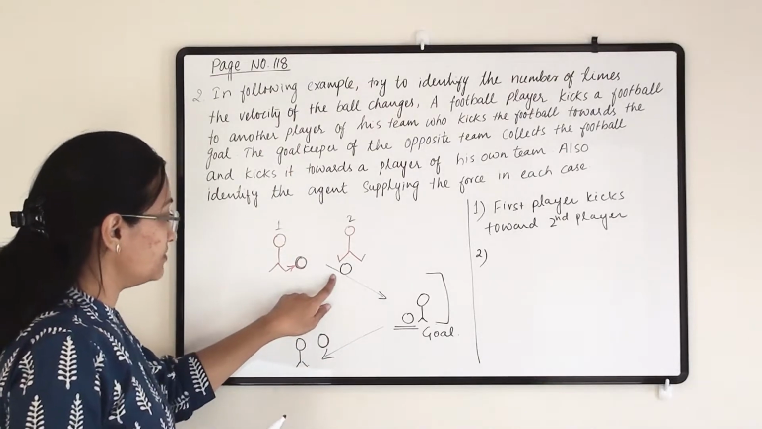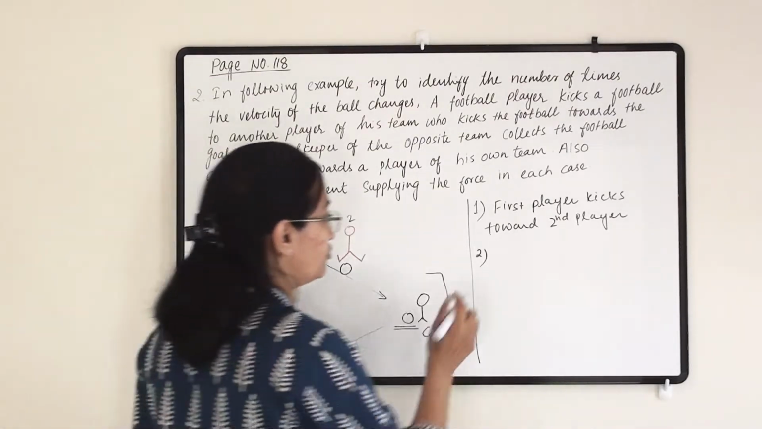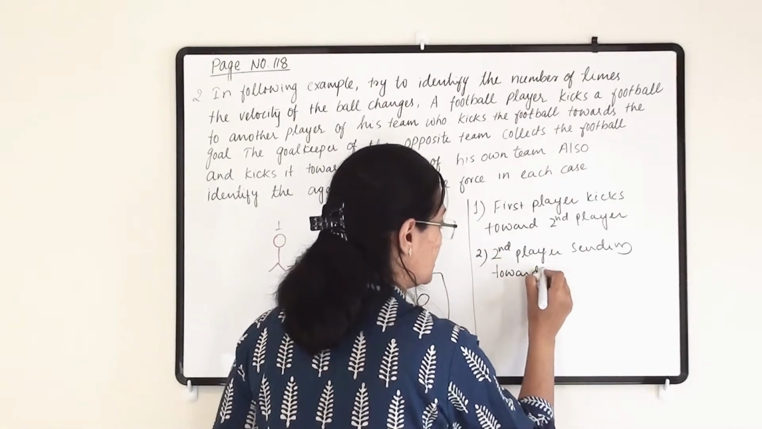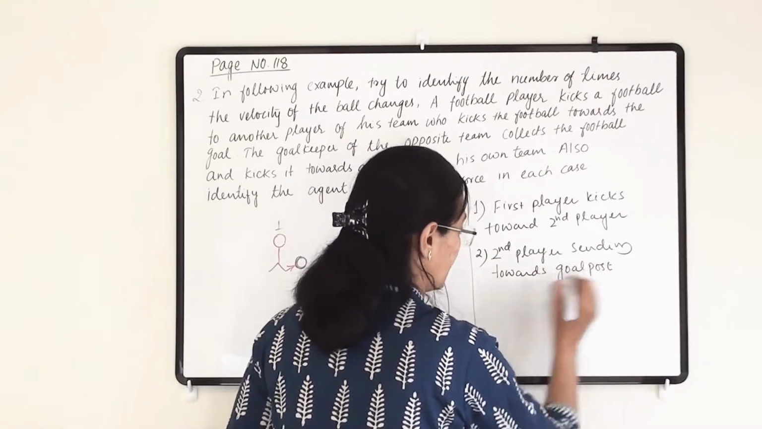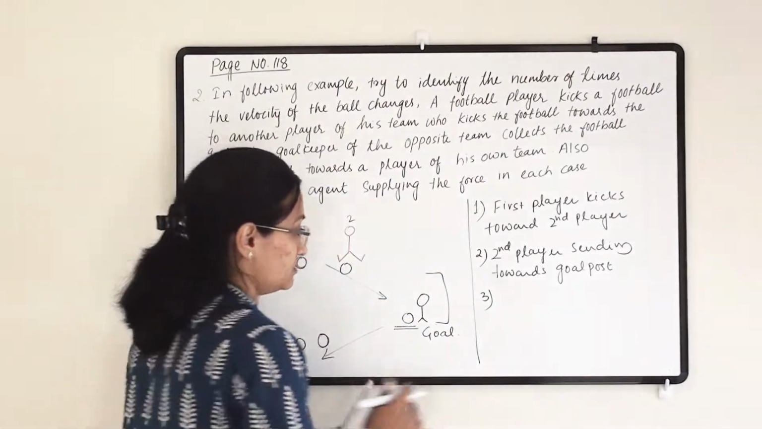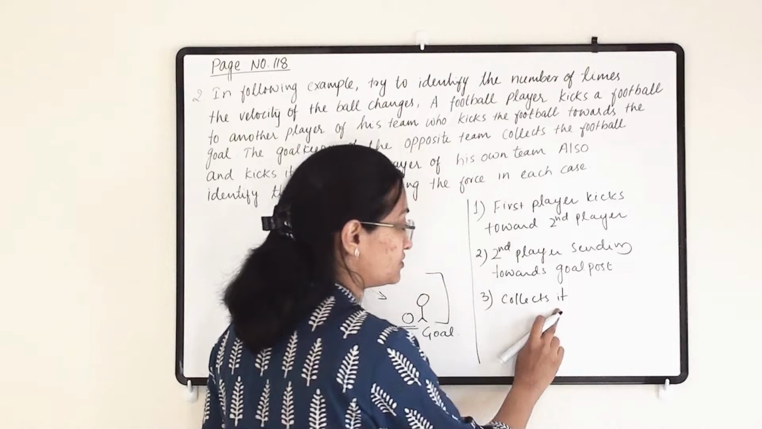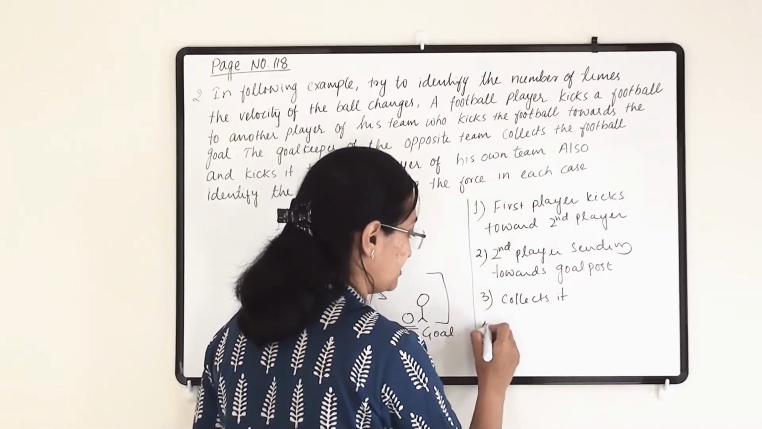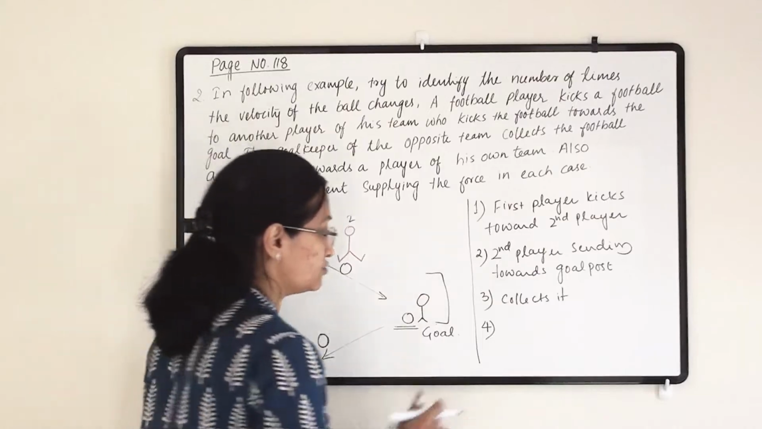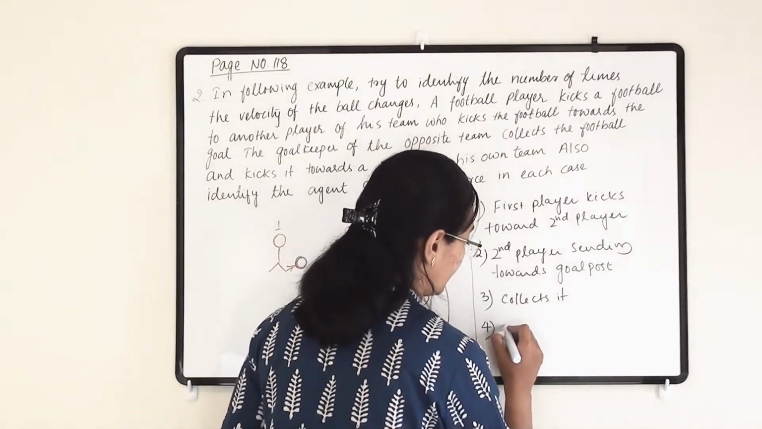Now the second player is sending it towards the goal post. There the goalkeeper collects it. So here also the velocity is changing. And the fourth and last time, again the goalkeeper kicks it towards his own team.